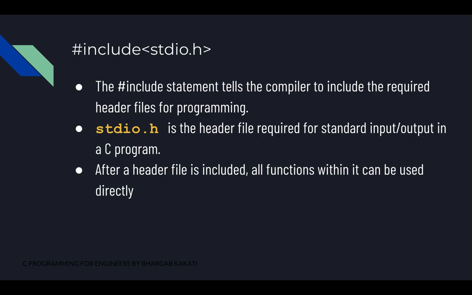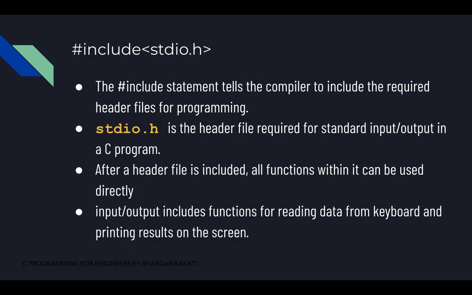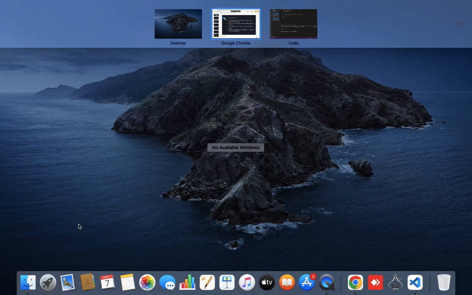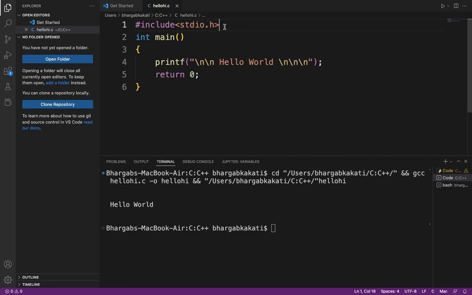stdio.h will give you the input output facilities. Therefore, all the functions within stdio.h can be used only after you use it in the include statement. Input output includes functions for reading data from the keyboard and printing results on the screen. In the program that I discussed a few minutes back, input output facilities were there, and for having those facilities we required stdio.h.